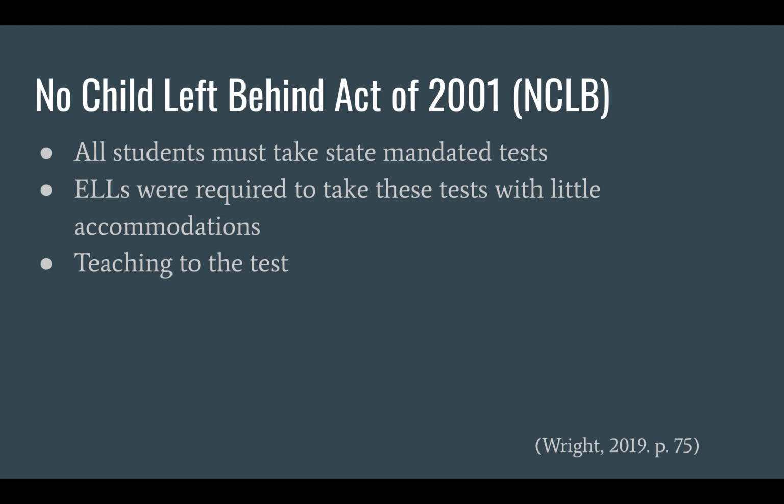Next, we have the No Child Left Behind Act of 2001. The No Child Left Behind Act officially renamed the Elementary and Secondary Education Act. Under this act, bilingual programs were neither enforced nor discouraged. This act required that all students take state-mandated tests starting in the third grade. Students were required to take these tests regardless of their understanding of English, so students in language minorities had to take these tests with little to no additional help.